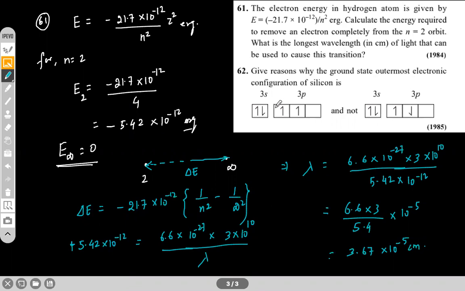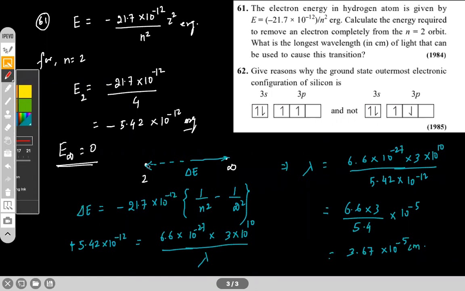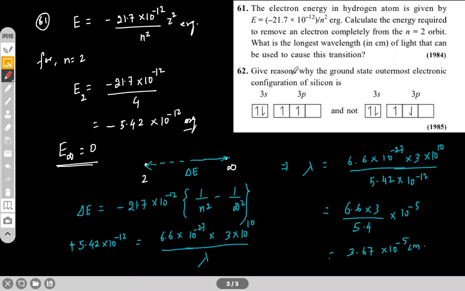Okay, now the next question, question number 62. It says, give reason why the ground state of the outermost electronic configuration of silicon is this. So this one is correct and this one is wrong. The question is why this one is wrong.